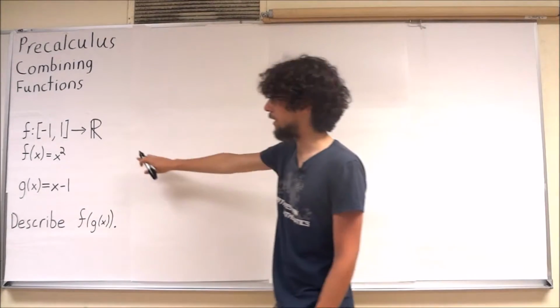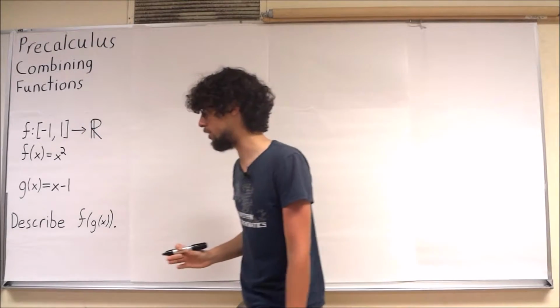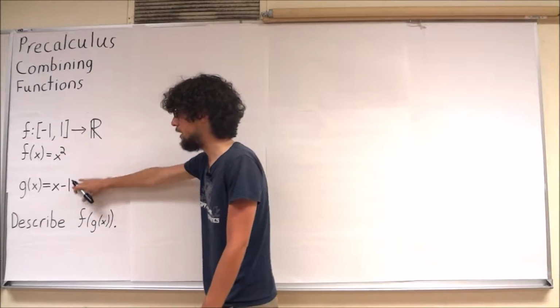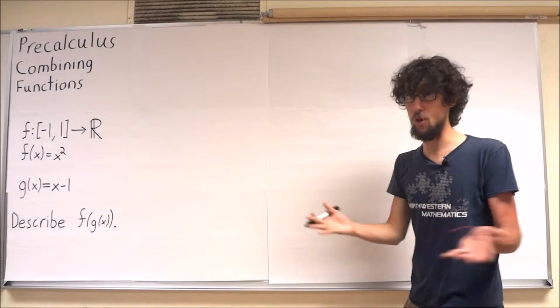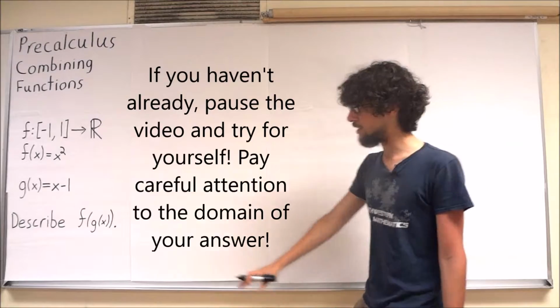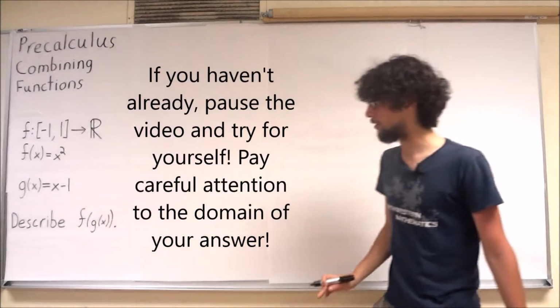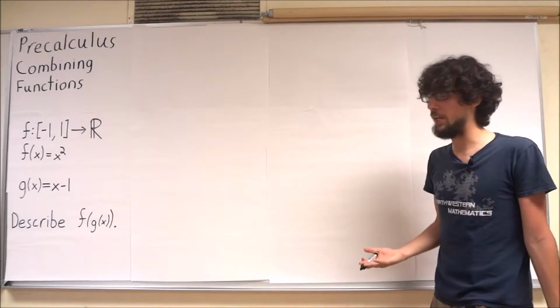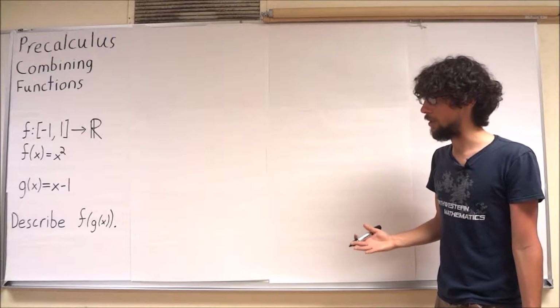So we have f of x is x squared under this restricted domain, and g of x is equal to x minus 1 with no restrictions on the domain whatsoever. We're asked to consider what's going on with f of g of x. So let's draw a picture to start getting our head around this problem.